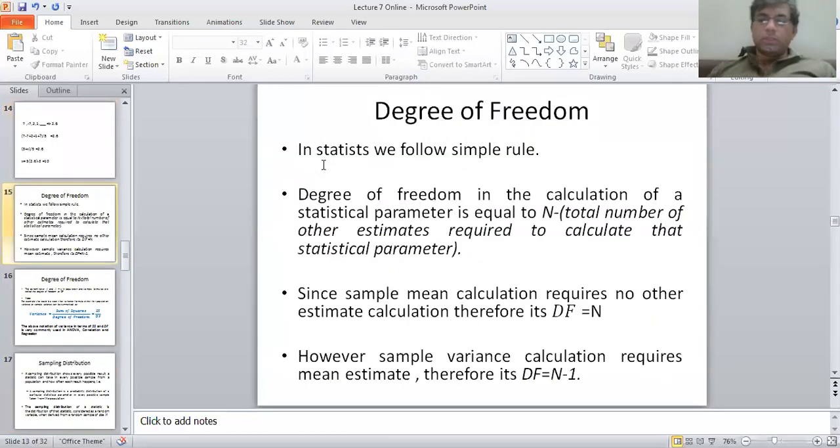So the simple rule that we use in statistics is this: in order to find an estimate, the degree of freedom depends upon how many further estimates are used to find it.